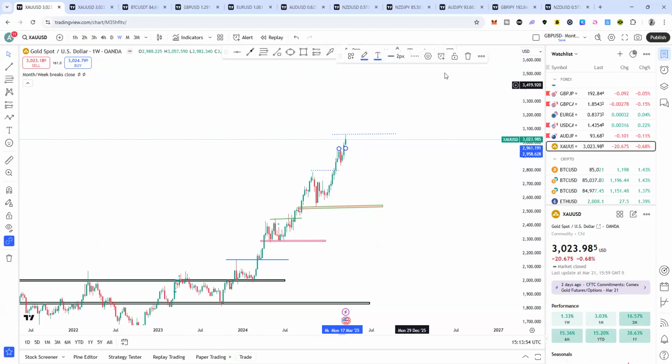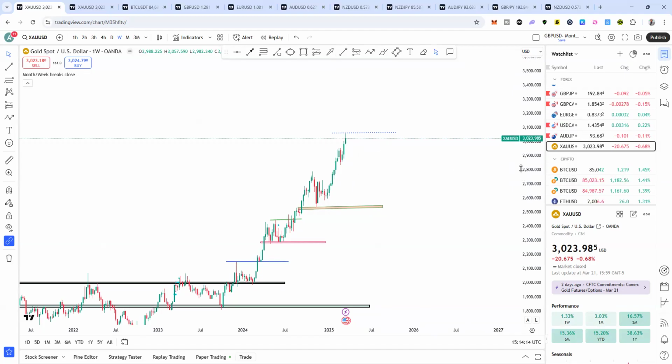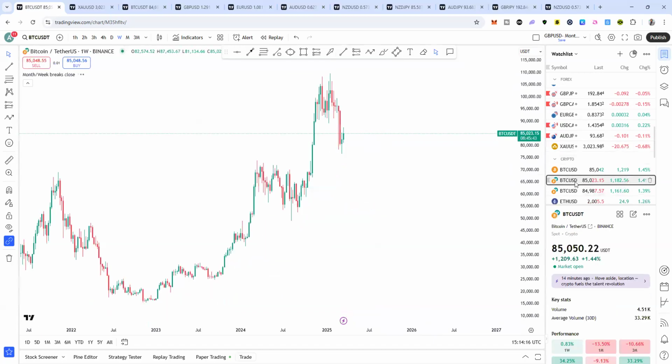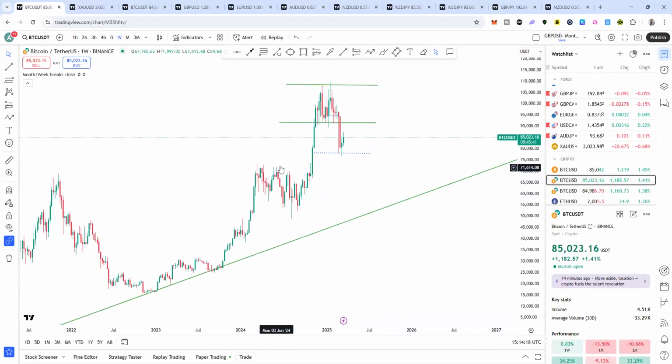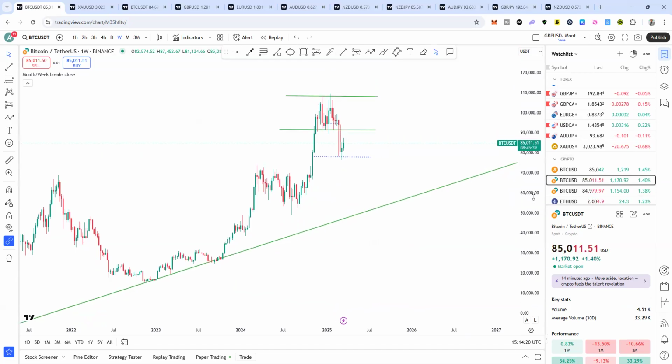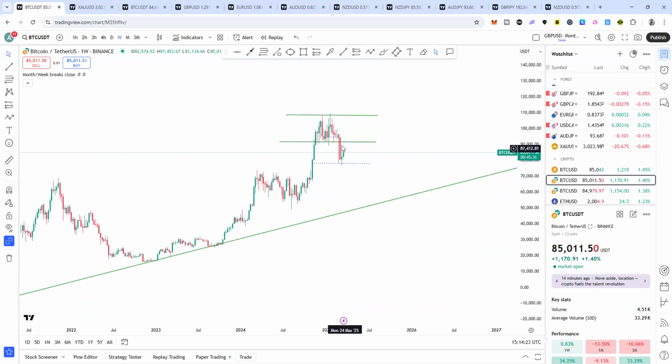So gold is super bullish. Any pullback for gold is an opportunity for you to buy. I've not been trading gold actively the past two years, but if you have been trading gold actively, you want to be looking for pullbacks and buy. That's for gold. Let's look at Bitcoin quickly. Bitcoin, last week, bounced off from here. And I think after this break of structure, something has broken in Bitcoin.